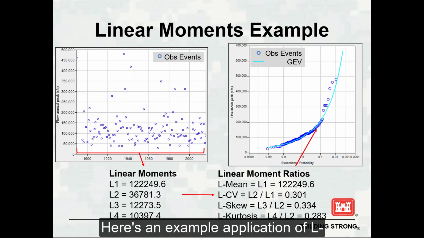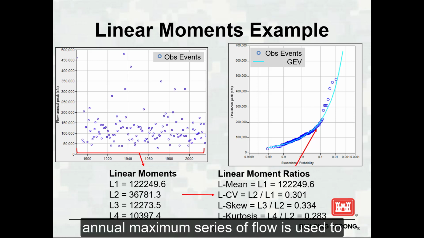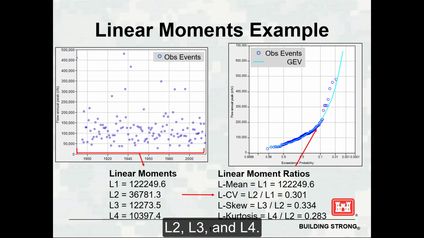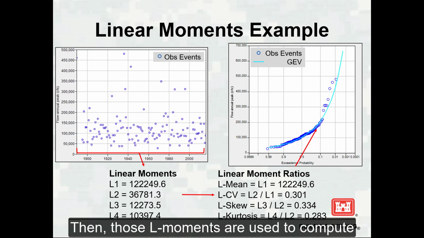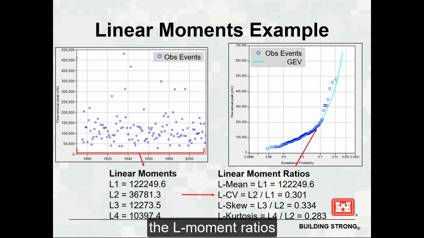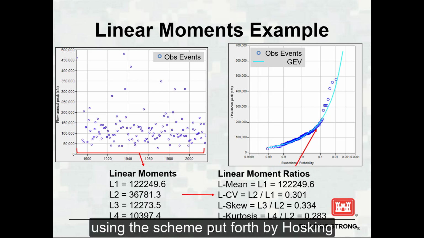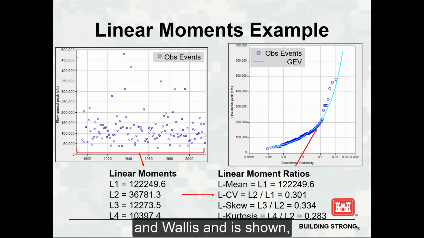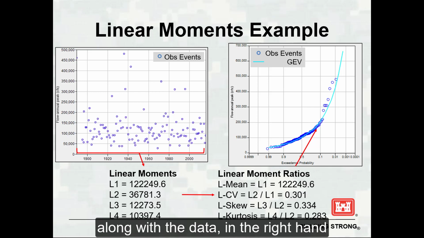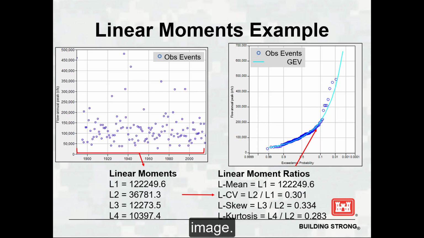Here's an example application of L moments. An annual maximum series of flow is used to compute the L moments denoted as L1, L2, L3, and L4. Then, those L moments are used to compute the L moment ratios: L mean, LCV, L skew, and L kurtosis. Using these linear moments, the three-parameter GEV distribution can be parameterized using a scheme put forth by Hosking and Wallace, and is shown along with the data in the right-hand image.